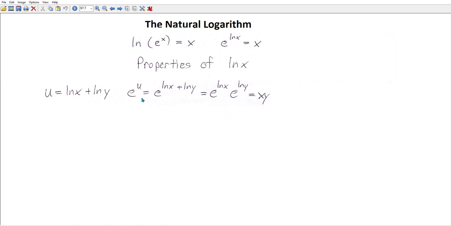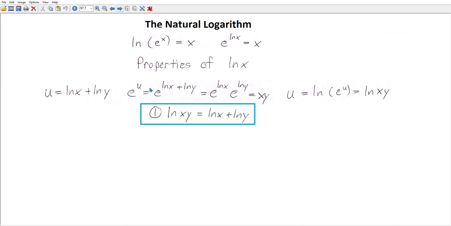And now, if you look at this expression, e to the u equals xy, we take the log of both sides. u is the log of e to the u, is the log of xy. Now, what's the point of this? u is log xy, but u is also log x plus log y, which gives us our first property. The log of xy is the log of x plus the log of y.